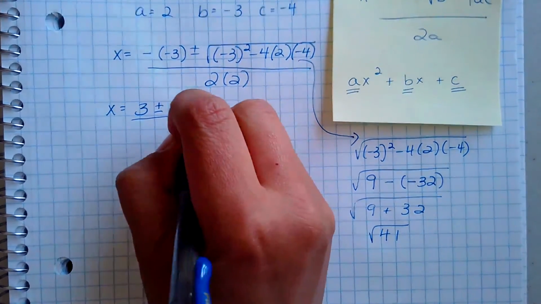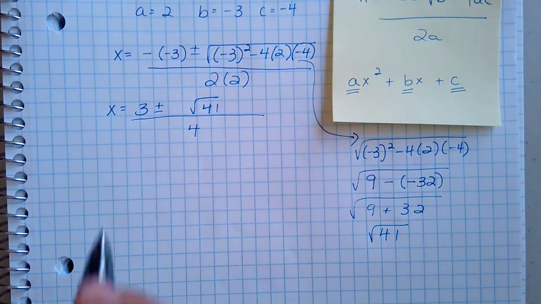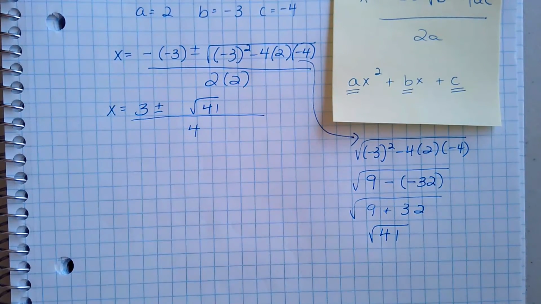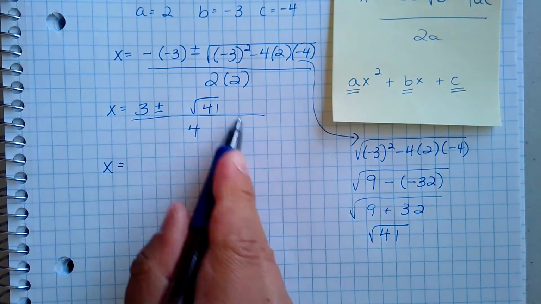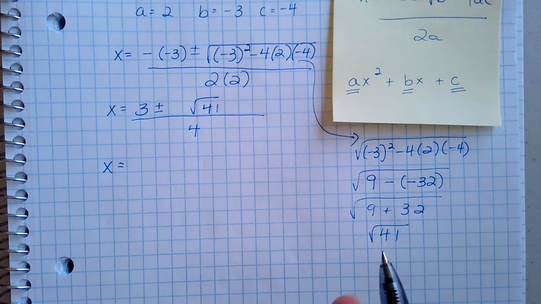So I'm going to put the 41 up here, okay? And then I'm going to see if there's anything else I can do. I'm going to separate it. I'm thinking this is going to be a decimal because 41 is yucky.